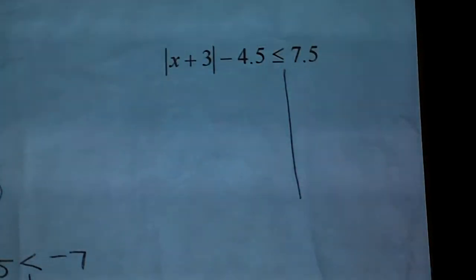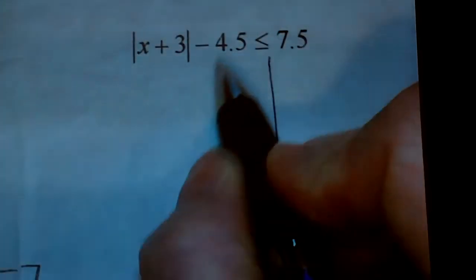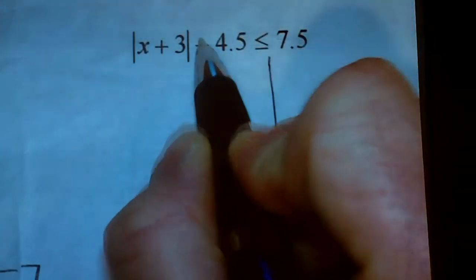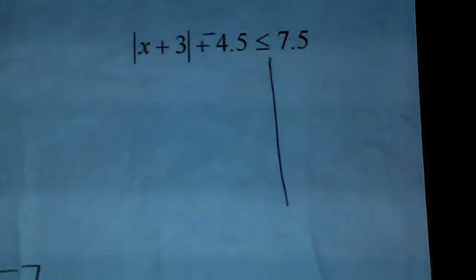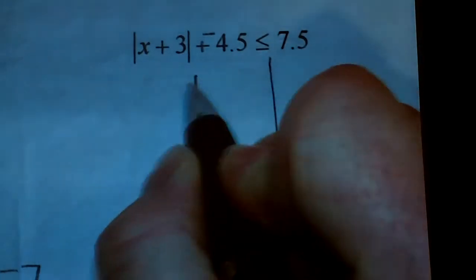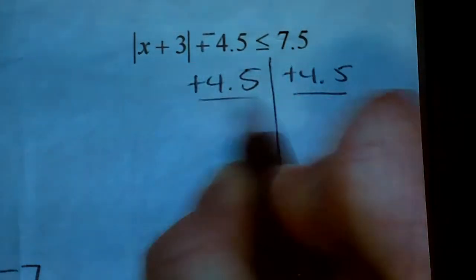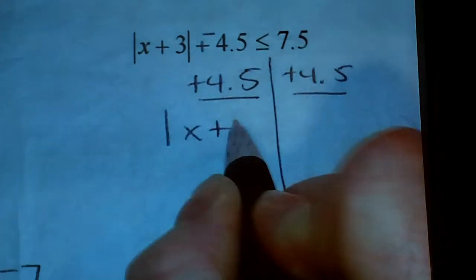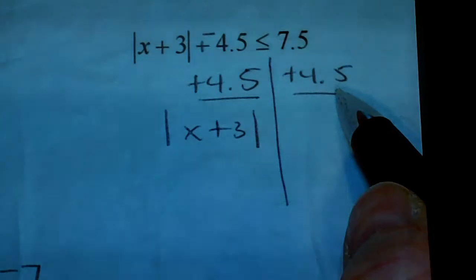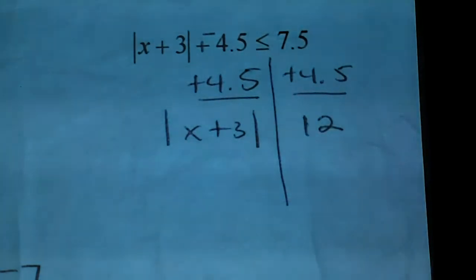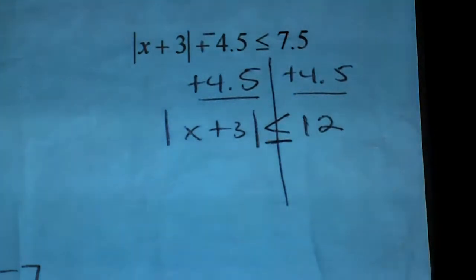Okay, so I need to isolate the absolute value symbol. To do that, this 4.5 needs to go away. Remember, it's really a negative 4.5 because subtracting 4.5 is the same thing as adding a -1. So we're going to add 4.5 to each side. I'm left with the absolute value of x plus 3 on this side, and 7.5 plus 4.5 gives me 12. And my symbol is less than or equal to.